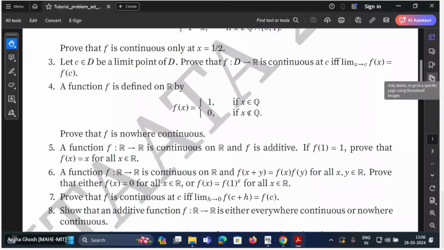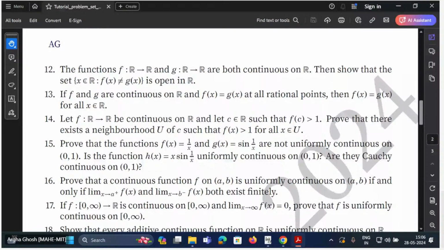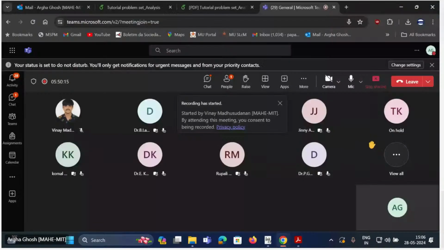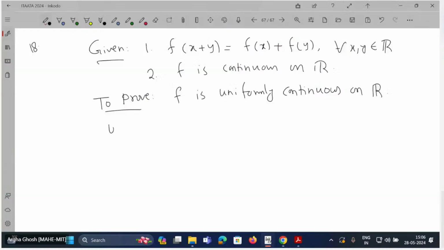What is now question number 18? Use problem number 5: our f(x) will be k into x, where k is f(1). Correct. Now it is very easy to show that it is uniformly continuous. How to show? What will be our delta? Let epsilon greater than 0 be given. What should we choose as a delta?